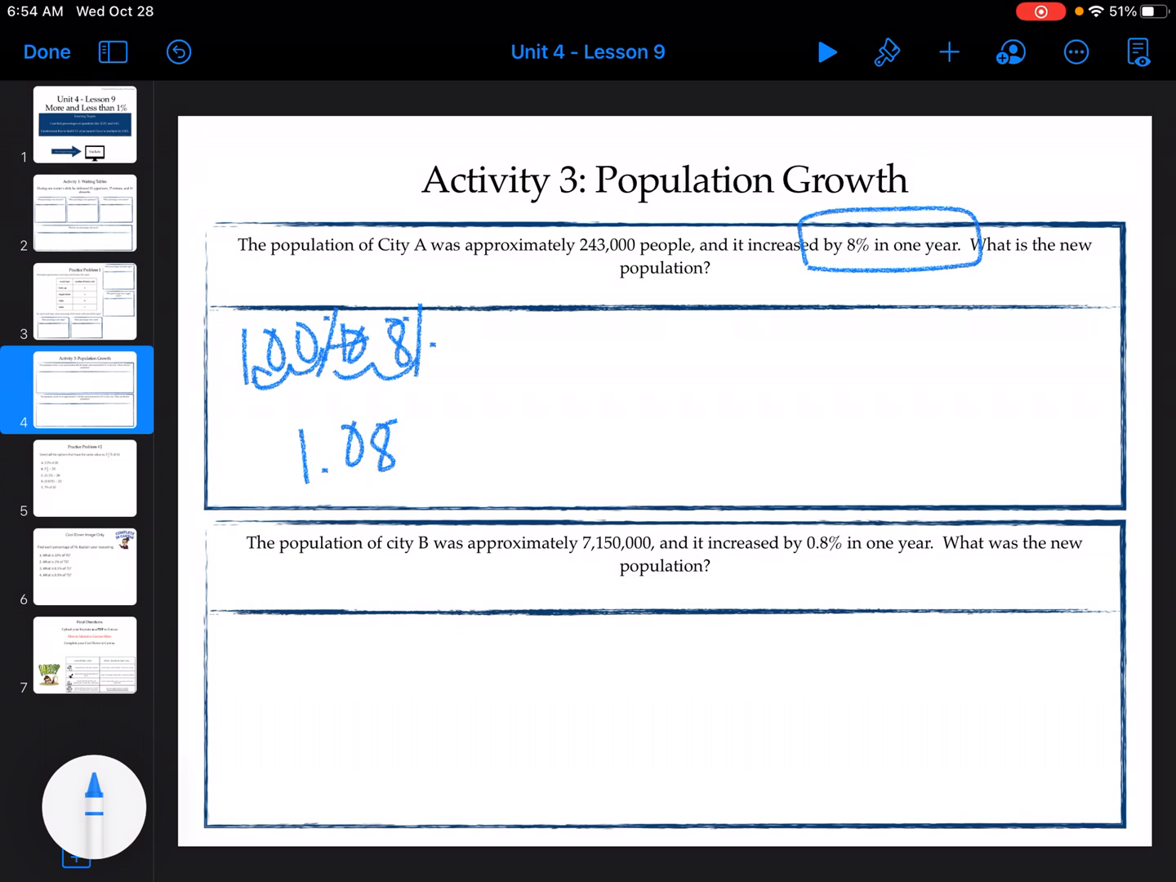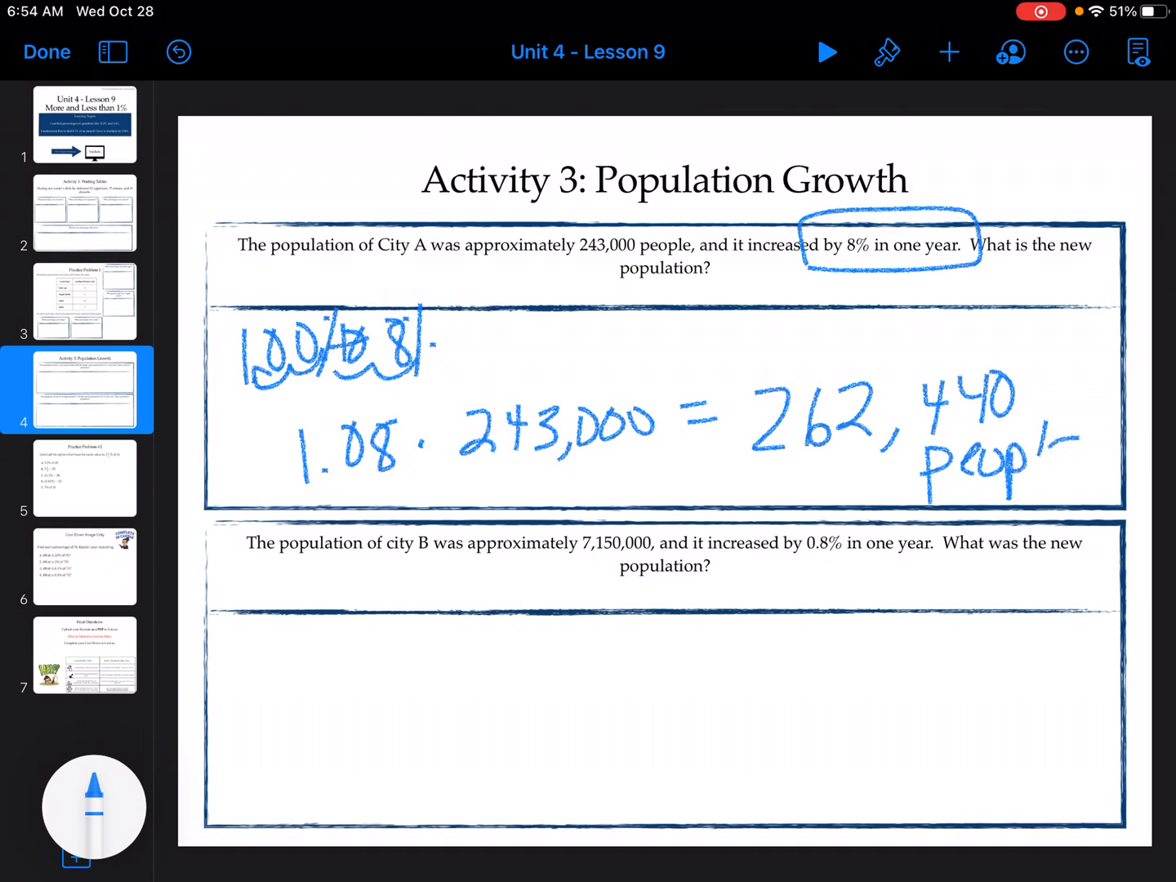So it would be 1.08 times 243,000. Let's multiply that. 1.08 times 243,000, and I get 262,440 people. I know my equation based on the lesson before, that I'm going to add these two together.